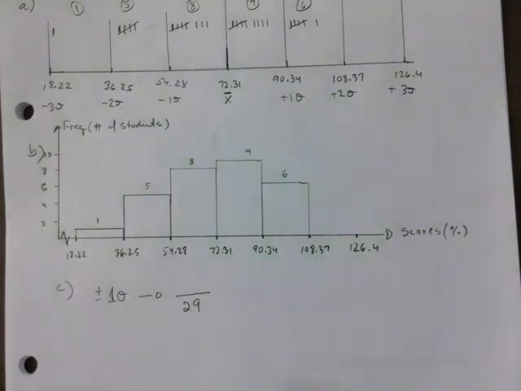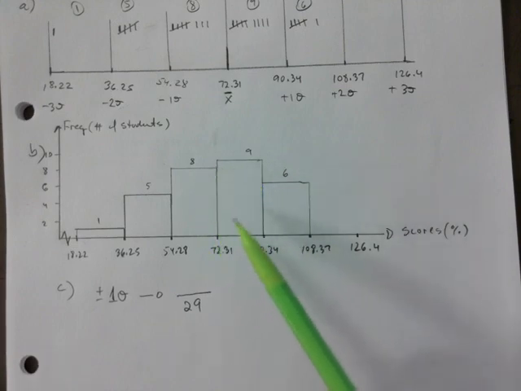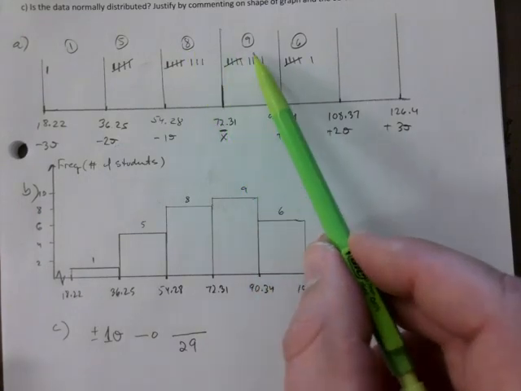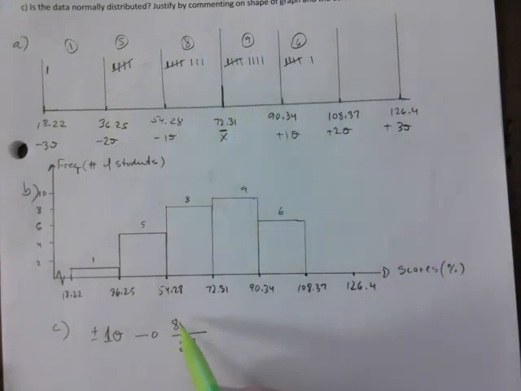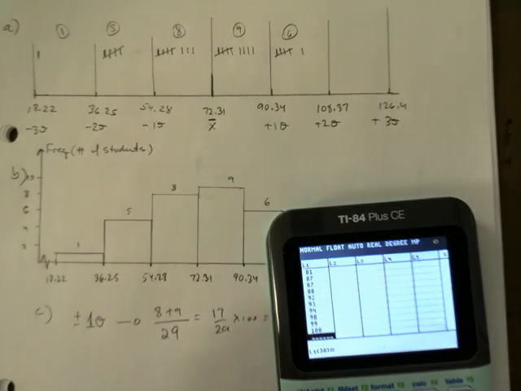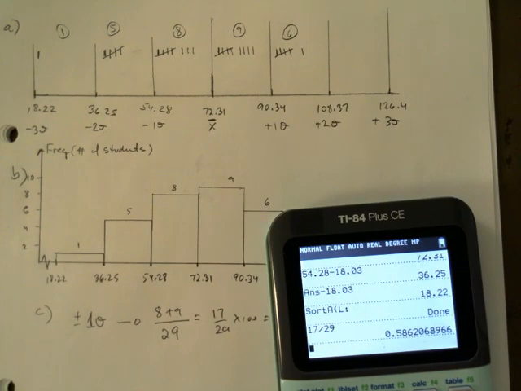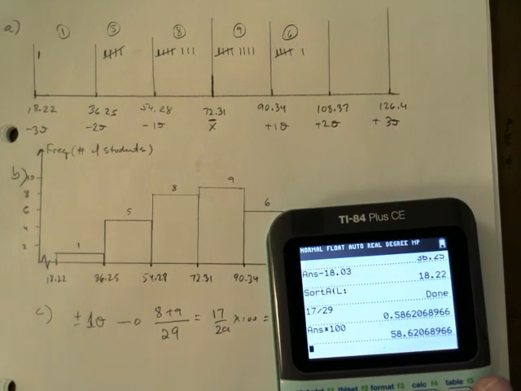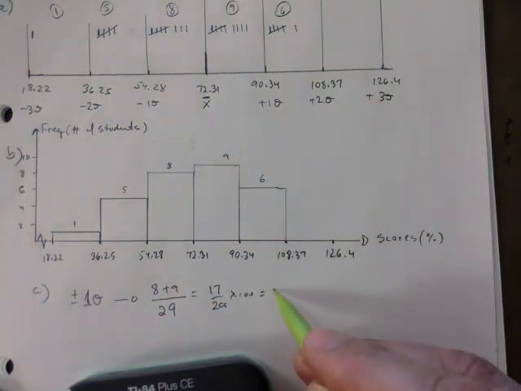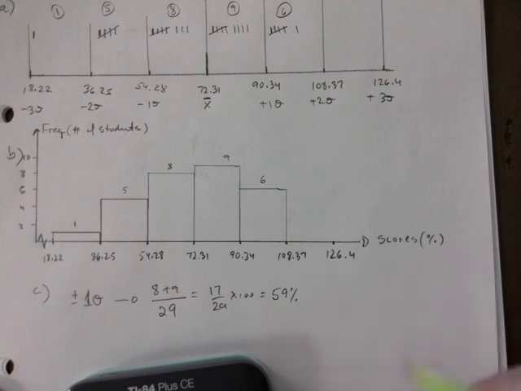So we just add. You can either use this bar graph here, or you can go way at the top. So it's 8 plus 9, right? So 17 values. So that's 17 out of 29 times 100. Let's check. So just go 17 divided by 29 times 100. It's 58.6%. It's about 59%.